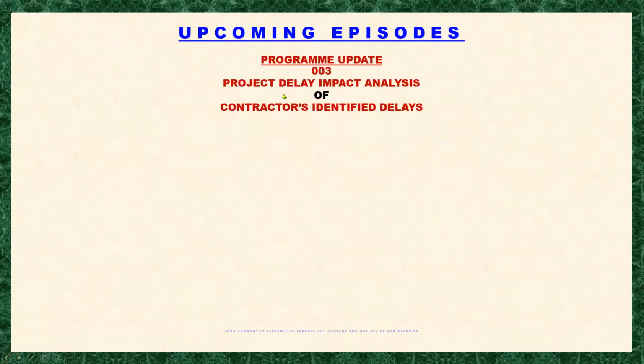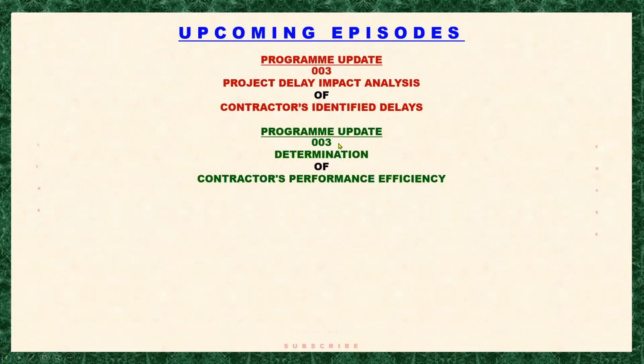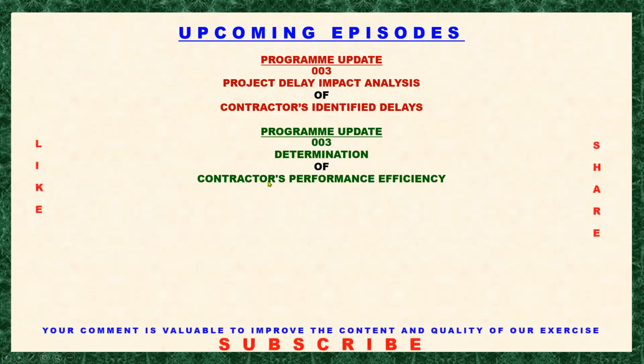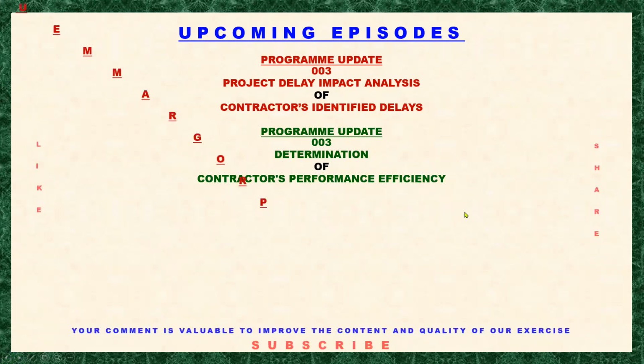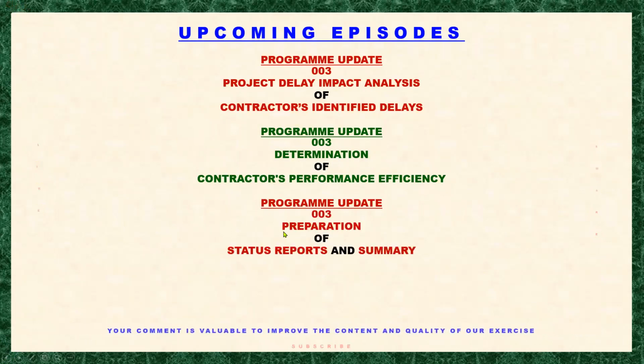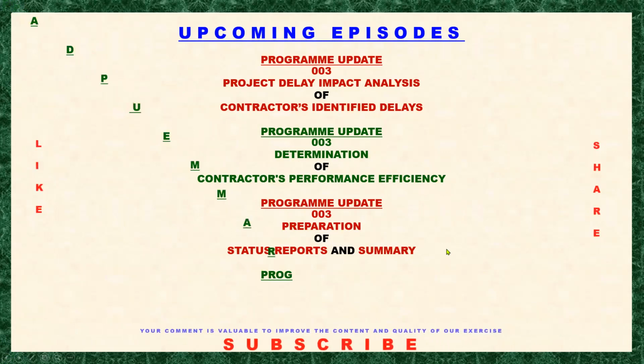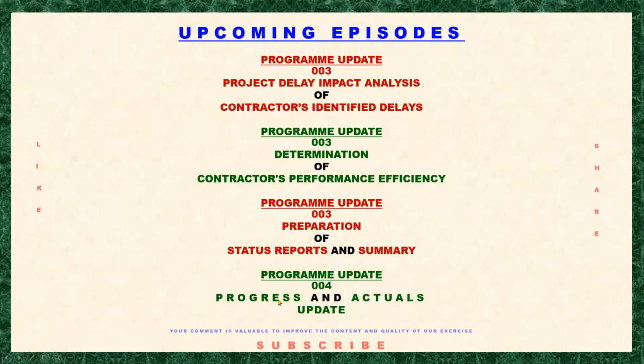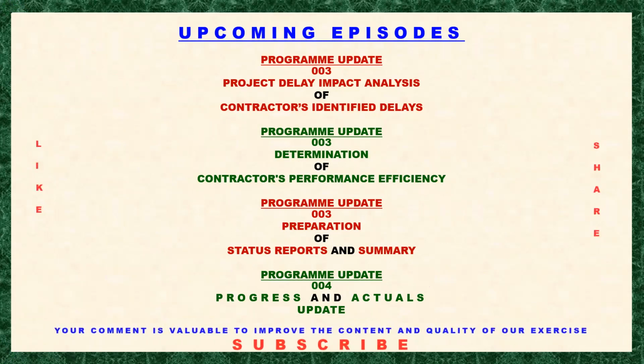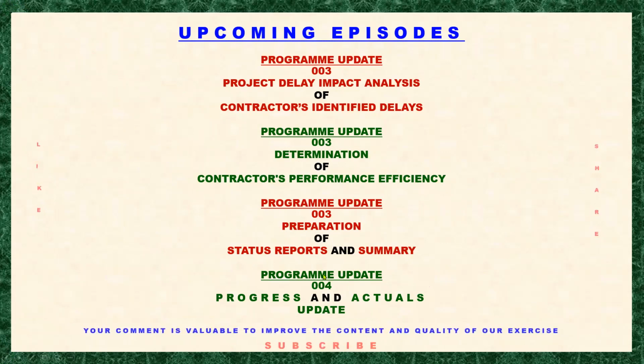Okay, program update 003, project delay impact analysis of contractors identify delays. Program update 003, determination of contractors performance efficiency. And the next one is preparation of status reports and summary, and progress and actuals update for program update 004. So we will be having 3 more episodes after the next episode before we can move to program update 004.